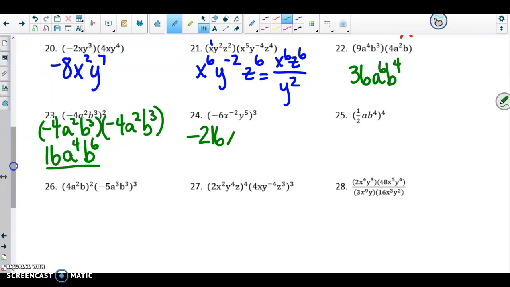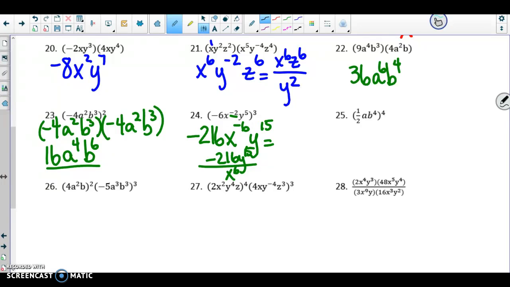I'm going to have x to the negative 6 because I'm going to multiply negative 2 times the 3. And I have y to the 15 because 5 times 3. Here's the deal. I can't have a negative exponent. Now, a negative whole number is fine. So that's going to stay up on the top, negative 216 y to the 15 all over x to the 6th. Okay, so that negative 216 doesn't move. It's just the negative exponent that we have to worry about.